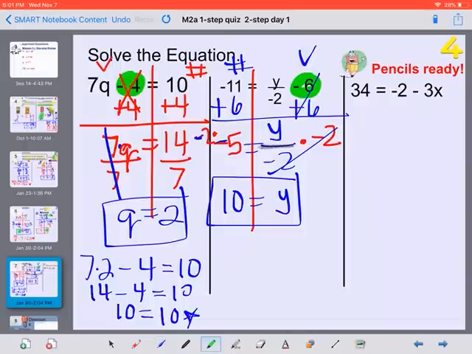All right, this last one is yours to try. Go ahead, draw your line down. Whatever you do to one side, do to the other. And then click play and check your work.